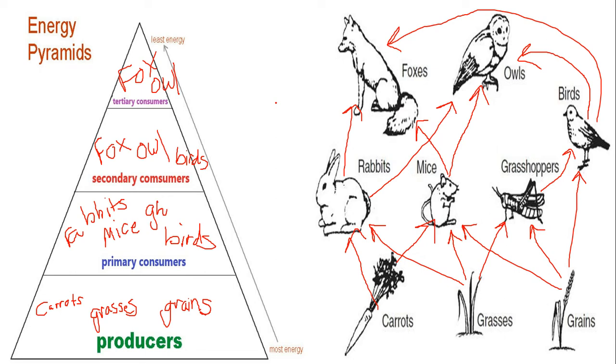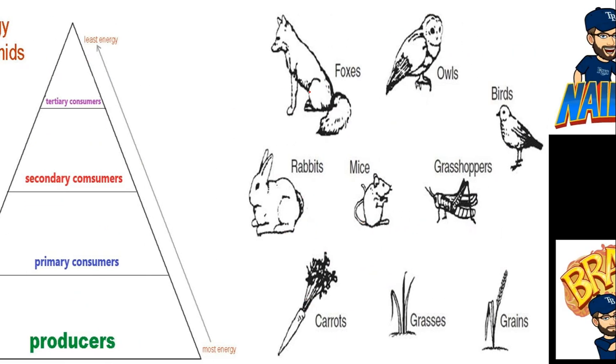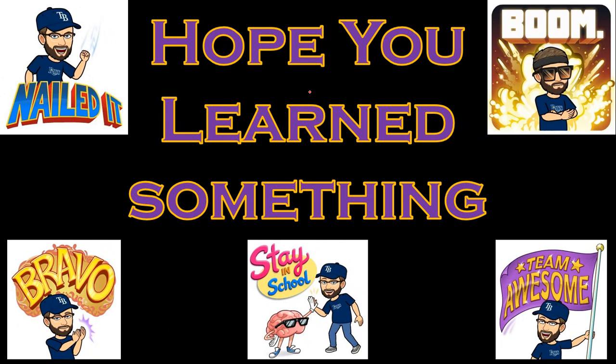But this is a trophic pyramid based off a food web that we created. And I really hope you learned something today. I mean, there's so many different feeding relationships out there. I would go learn it a little bit more.